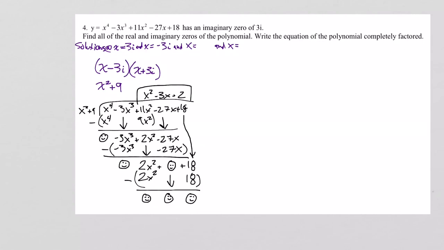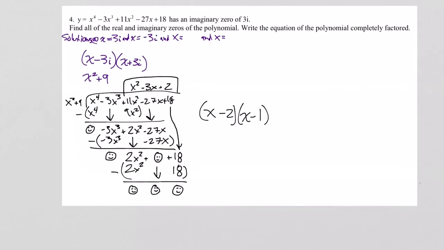x squared minus 3x minus 2. Let's factor it, okay? So let's factor it as x, what is it going to be? Minus 2 times x minus 1. Because minus 2 minus 1 is negative 3, and minus 2 times negative 1 is a positive 2. So we factored it correctly, but we have not answered the question yet.